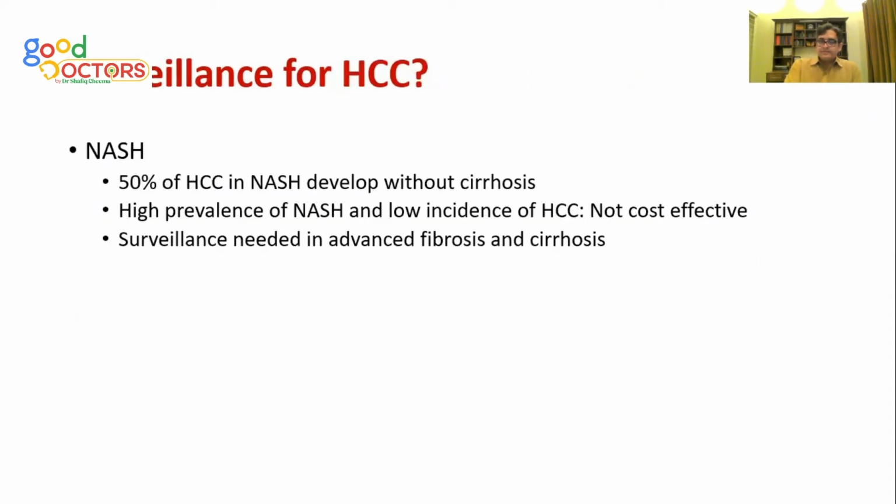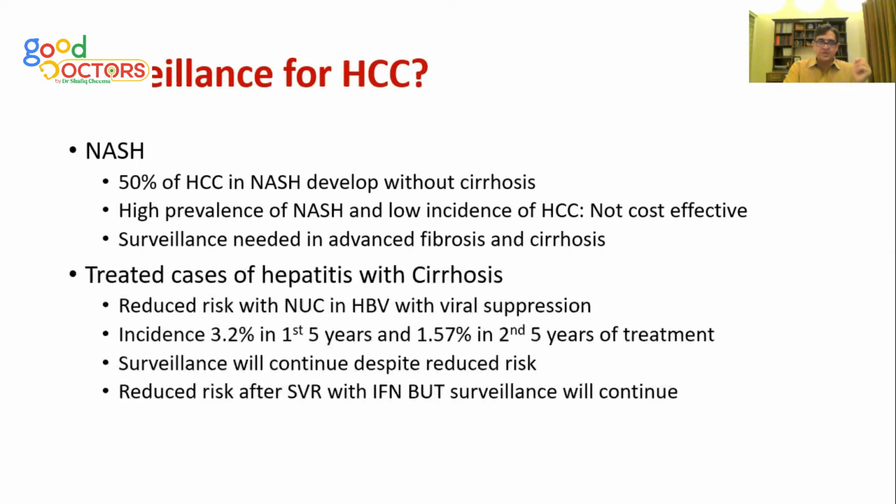What about NASH? 50% of patients with NASH develop HCC without liver cirrhosis, as I already told about this. But the prevalence of NASH is so high, around 20 to 25% of the world population suffering from this particular disease, that doing surveillance in such a huge population is not going to be cost effective. So right now, surveillance is only recommended in those with advanced fibrosis and cirrhosis in non-alcoholic steatohepatitis.